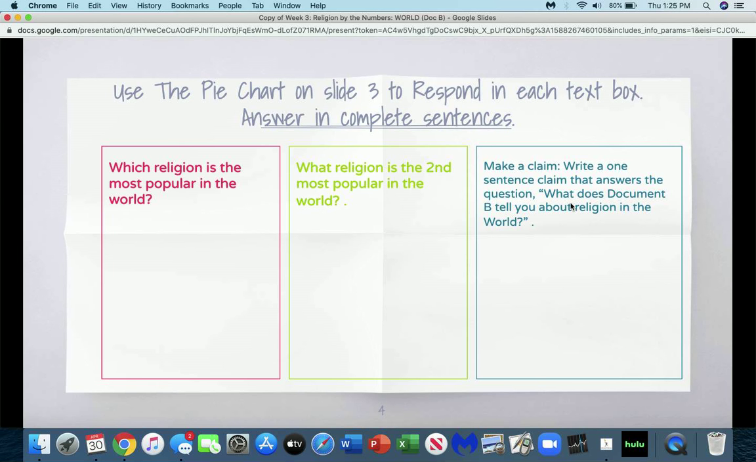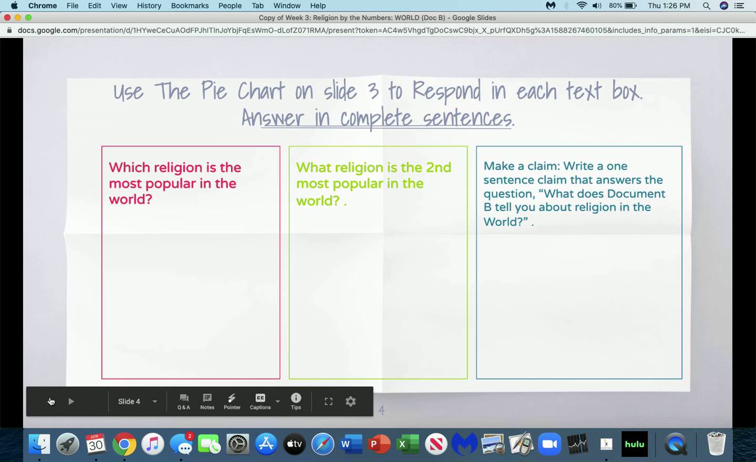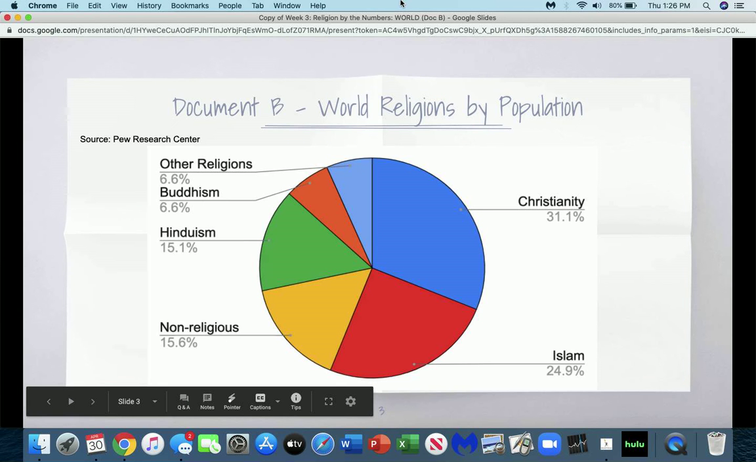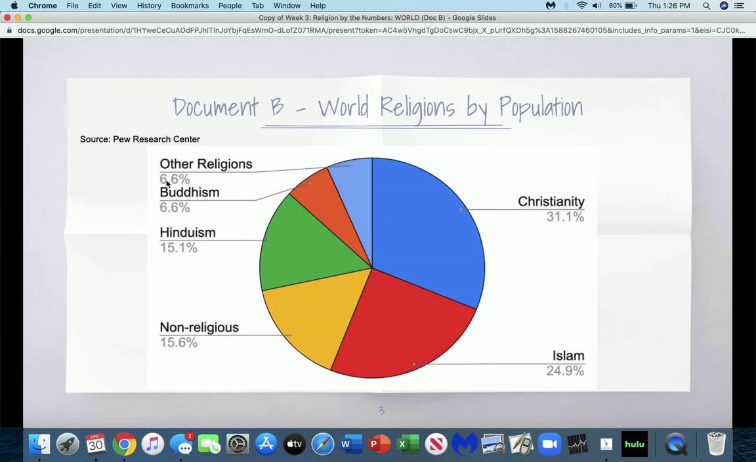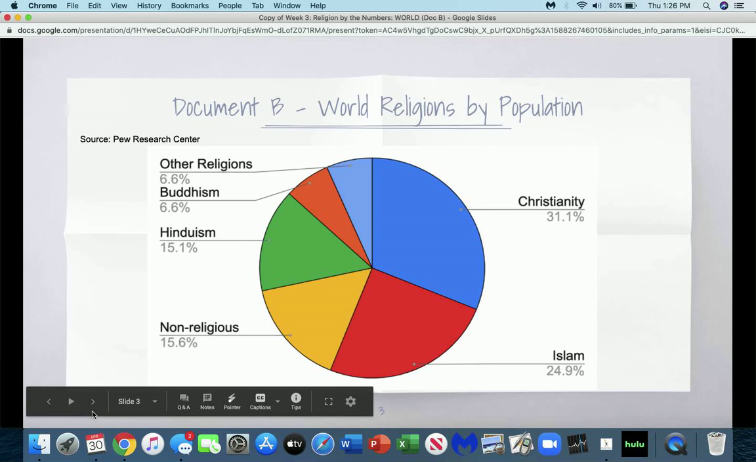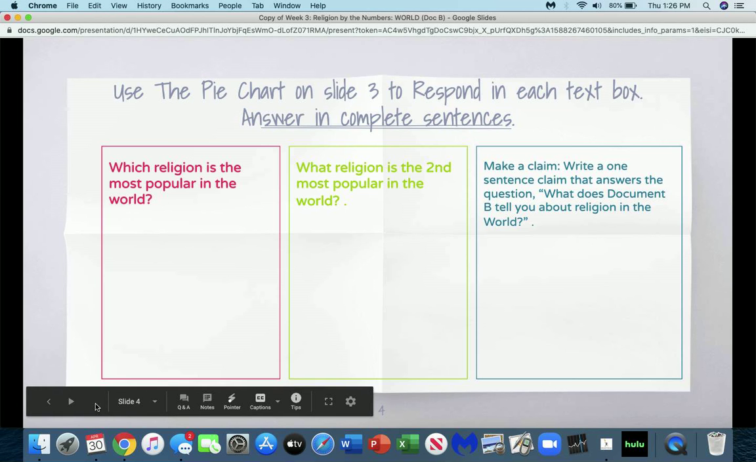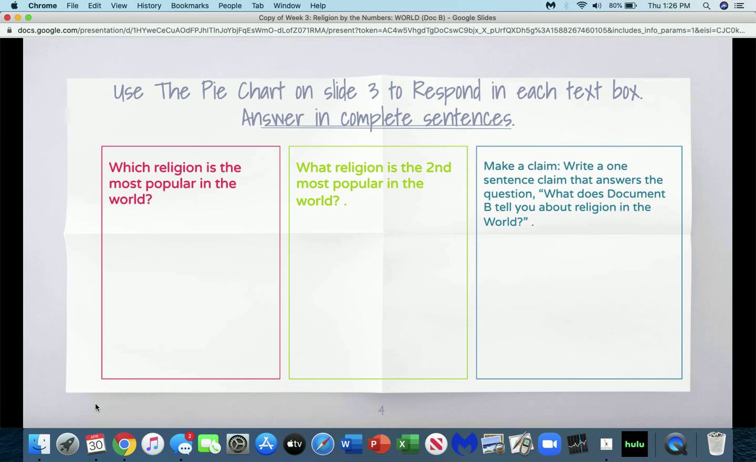What does document B tell you about religion in the world? Your claim could be comparing the religion percentages in the world to the percentages in the United States, or it could be very specific to the pie chart. You can choose a specific religion. It's totally up to you, but we're just practicing making a claim, which goes to the theme that we've done an entire year of, claim and evidence.